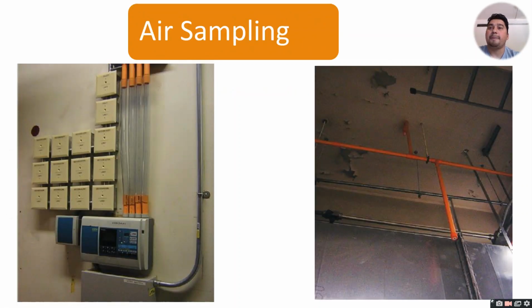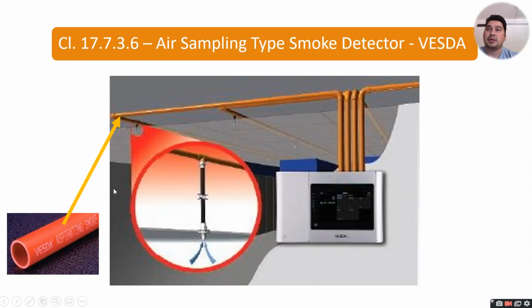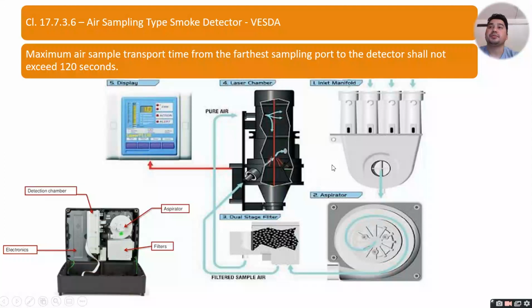Air sampling. So this is the air sampling type of detector. Whenever the air sampling detectors receive a sample, they will signal the fire alarm control panel unit. This is the air sampling type of smoke detector. They are receiving samples from certain areas and giving the sample to the fire alarm control panel.